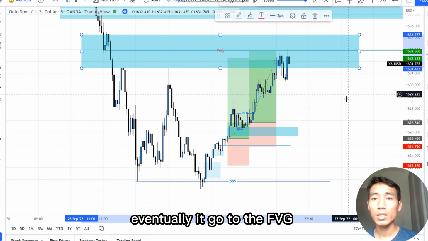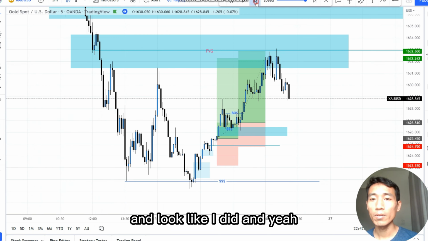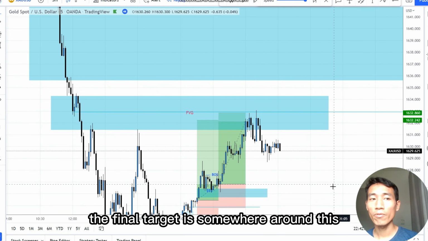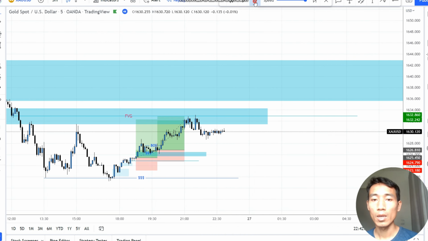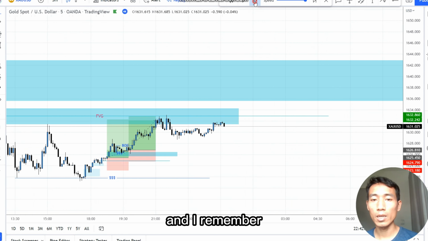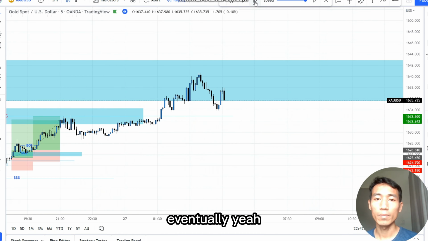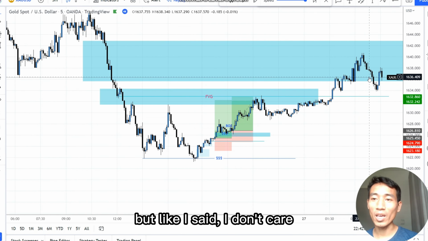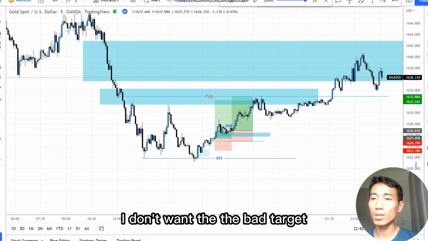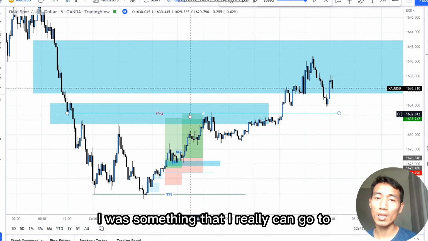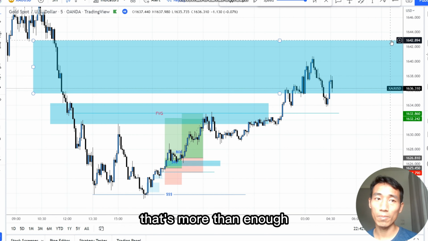Eventually, it goes to the fair value gap, as you can see, and I was expecting some kind of reaction, and it looks like it did. And eventually, the final target is somewhere around this blue box right here. I think it went there eventually. But like I said, I don't care, because I want somewhere where price can really go. I don't want a bad target. I want something that I really can reach, and my profit target of 1 to 3 is more than enough.